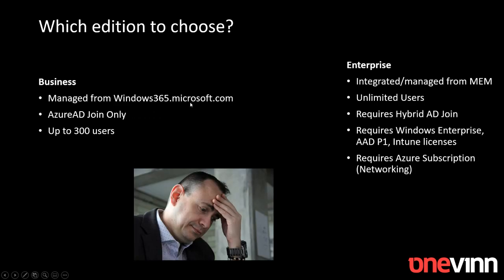So I said we have two editions. One is the business edition, which we manage from windows365.microsoft.com. It only supports Azure AD join, and we can have up to 300 users. So basically, it's a starting SKU for smaller customers. Enterprise, that doesn't mean that smaller customers can't use enterprise. They only have to pay for enterprise instead of business.